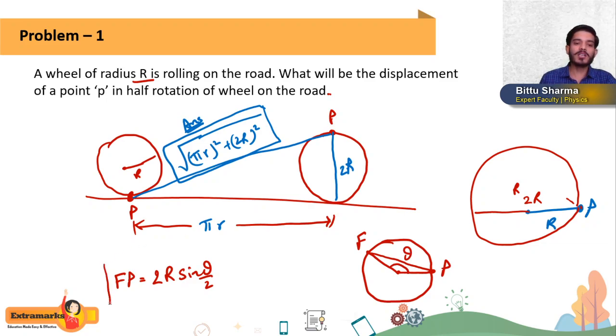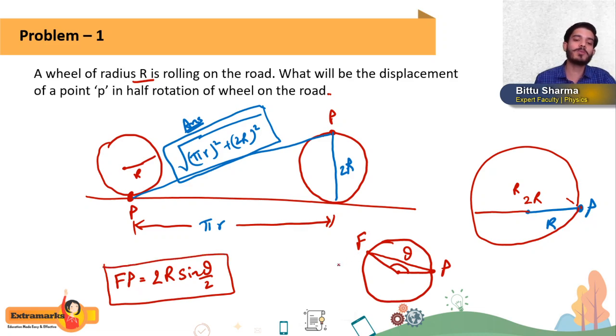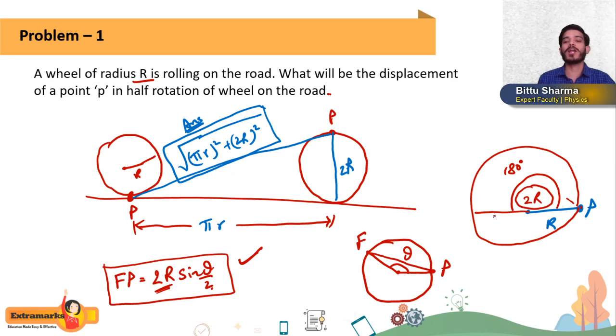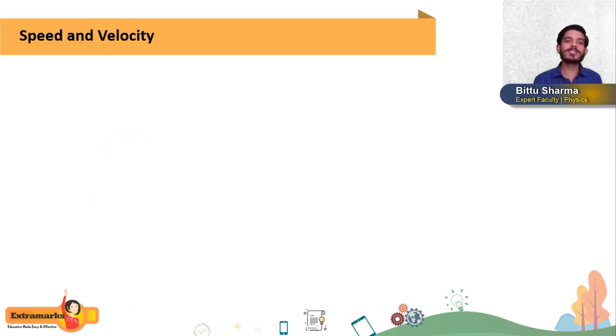So this is the short trick which I wanted to give you in the concept of displacement. Remember this. For half of the rotation we are getting displacement 2r. We'll check how it is 2r. Students, what is theta in this case? In this case theta is 180 degrees. So if you substitute, 180 by 2 will be 90, and sine 90 is 1. So that's why FP will be 2r. I hope you are getting this, students.